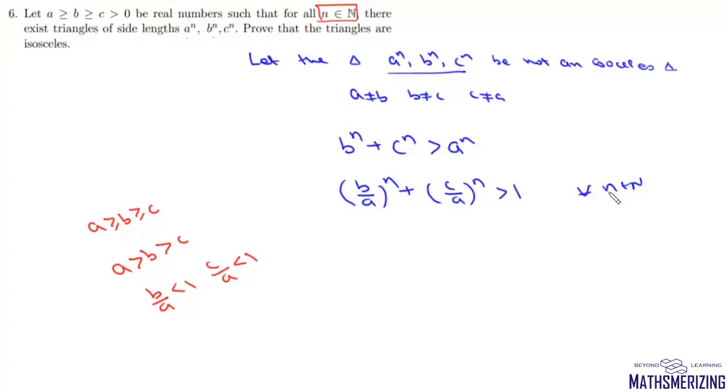Now since it is true for all the values of n, it will also be true when n tends to infinity. So we'll take this limit n tends to infinity. Now since b upon a is less than 1, b upon a to the power infinity will be 0, and in the same way c upon a to the power infinity will also be 0. From here we'll get this result, which is 0 is greater than 1, which is impossible. So that means our supposition is wrong. So this triangle is an isosceles triangle. So we have proved this result using contradiction.